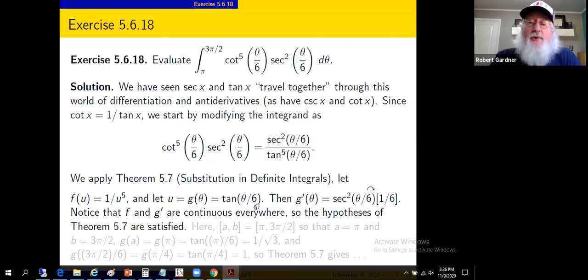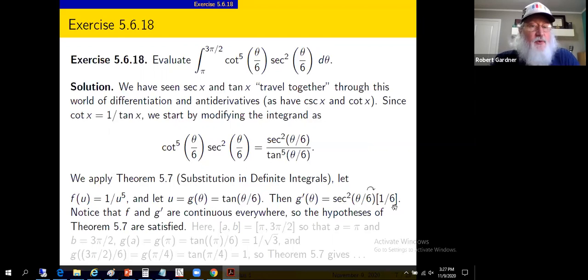What's done to u? It's in the denominator and raised to the 5th power. So the f function in the symbols of theorem 5.7, f of u is 1 over u to the 5th, because we have 1 over tangent to the 5th, theta over 6. And we'll need the derivative of g prime of theta, with g of theta is tangent, theta over 6, derivative tangent is secant squared, theta over 6, chain rule spits out a 1/6.